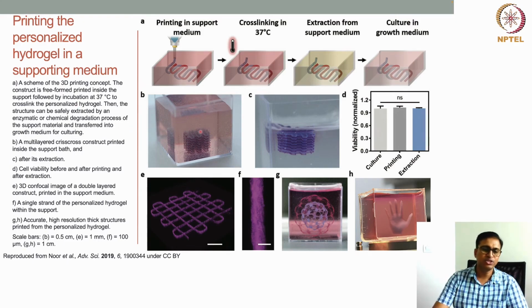Here, with the decellularized tissue hydrogel, they have printed. You can see a lattice structure printed here. A multi-layer viscous lattice structure is printed within the support bath material. And then when they remove the support bath material, the structure looks similar to this.